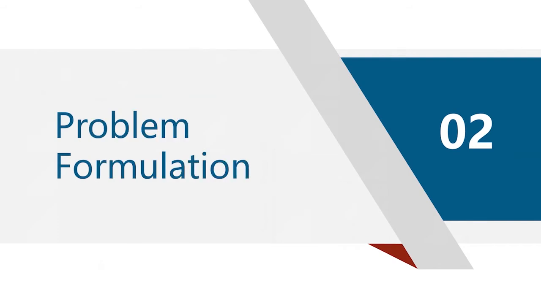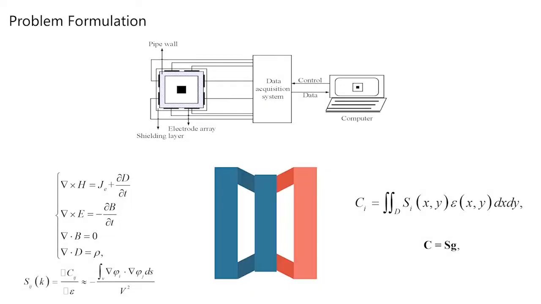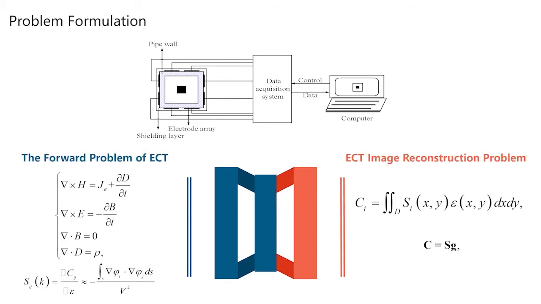The ECT system consists of sensor array, projection data acquisition system, and imaging signal processing computer. The forward problem of ECT is to calculate the capacitance value of each electrode plate in the ECT system under the condition that the distribution of the dielectric constant in the measured area is known. We can use Maxwell's equation to describe the electromagnetic field. The sensitivity field is quickly calculated by the potential distribution method.